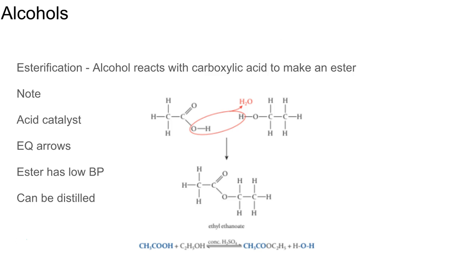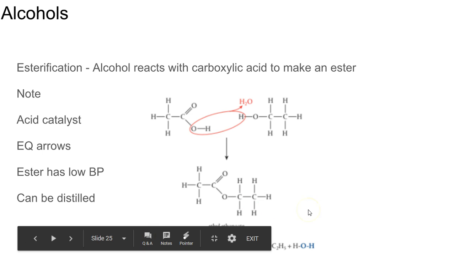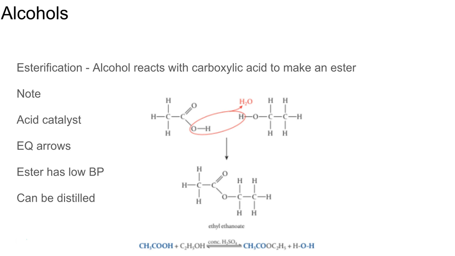Now, alcohols will react with carboxylic acids, that's the COOH group, to make an ester, and this reaction is called esterification. Notice that you will need concentrated sulfuric acid as the catalyst. Also note that this reaction is an equilibrium reaction, and so you will need to do things to push the equilibrium towards the product. One way you can do this is because ester has a low boiling point, it can be distilled out of the solution.